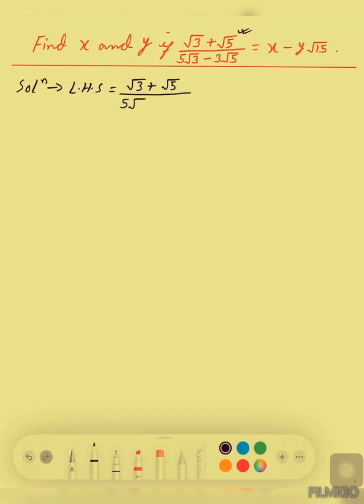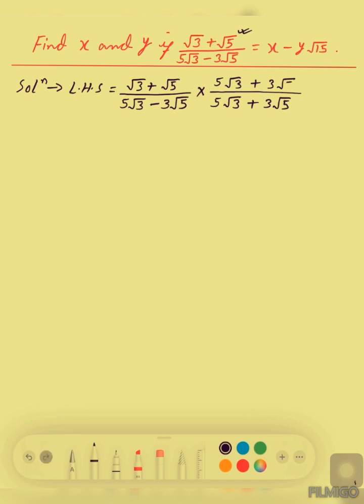Now, in the denominator, as you can see, 5√3 − 3√5 is in the form of a minus b. What are we supposed to do? We are supposed to multiply in the numerator as well as in the denominator with the terms remaining the same as they are in the denominator, but only changing the sign. In the denominator, the sign is minus, so we have to multiply with a plus, keeping the terms the same. So 5√3 minus, we have to change it, make it plus, and 3√5, in the denominator as well as in the numerator.